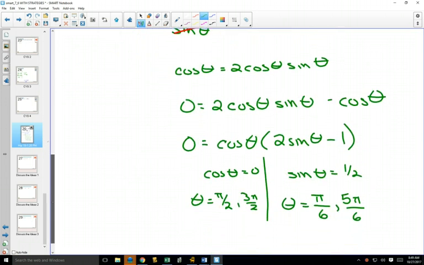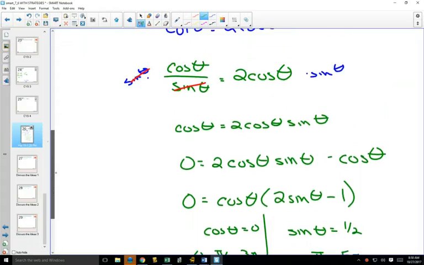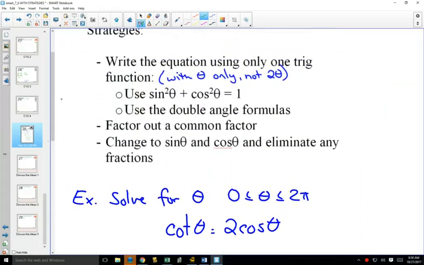Okay, so here we had to factor and solve. And so we got to see this strategy here and this strategy here in this question. We changed things to sine and cos. At first we did that just to try to get things the same. And we had to factor out a common factor.